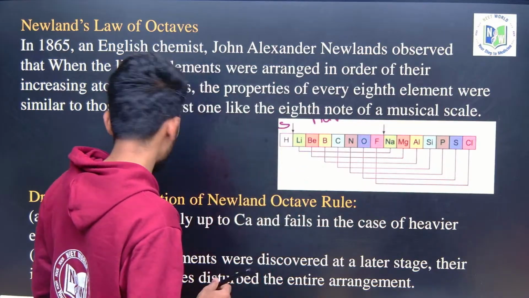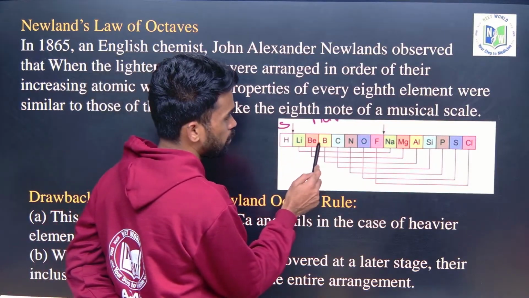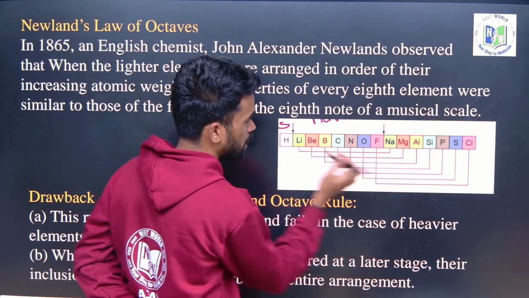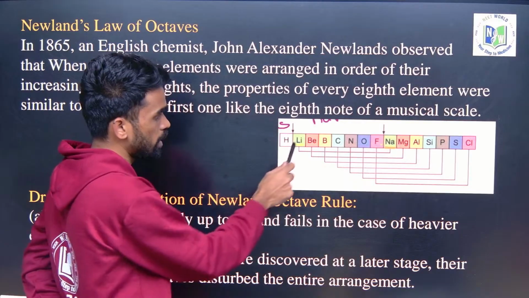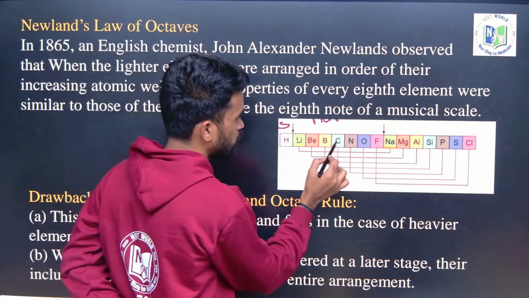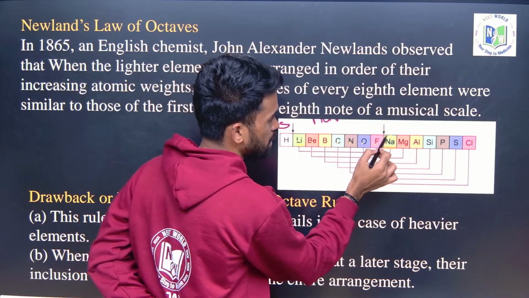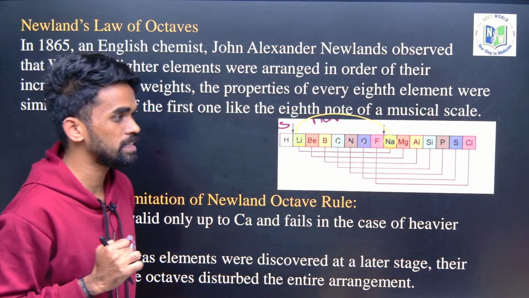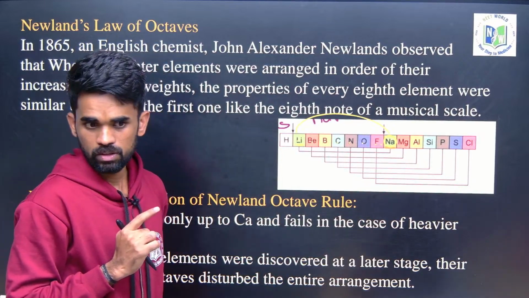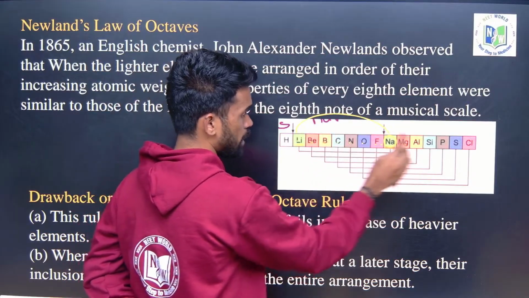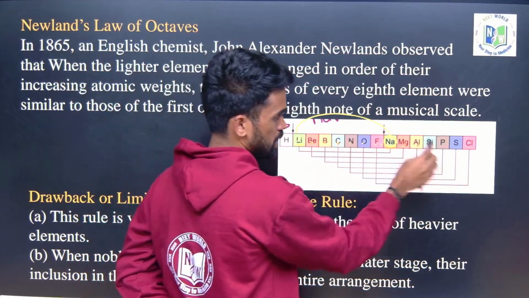For example, see lithium, beryllium, like this if you observe. See lithium and sodium, like the green color here you are observing now. So they have similar properties. See 1, 2, 3, 4, 5, 6, 7 and the 8th element. The first element and the 8th element have similarities in their properties. Like that, beryllium and magnesium, boron and aluminum, carbon, silicon, like that.